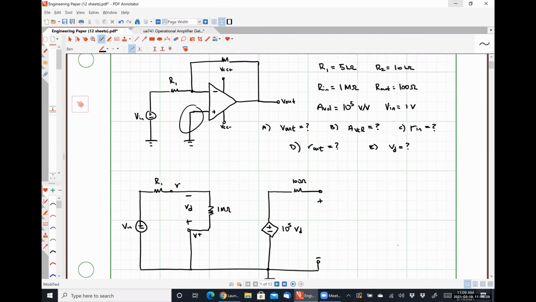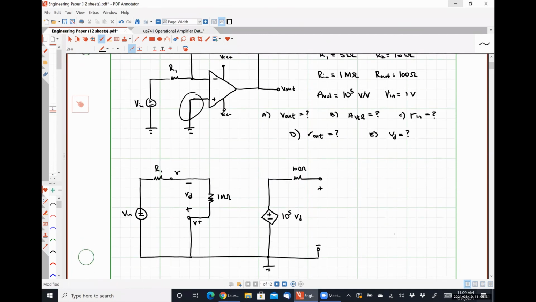And then the only thing I have left to worry about is my feedback loop. Oh, sorry, that resistor R1 has a value of 5 kilo ohms. Might as well draw it. And now I have my feedback loop, which is connecting from my inverting input terminal to my output terminal. So across here. And this guy has a value of 10 kilo ohms.